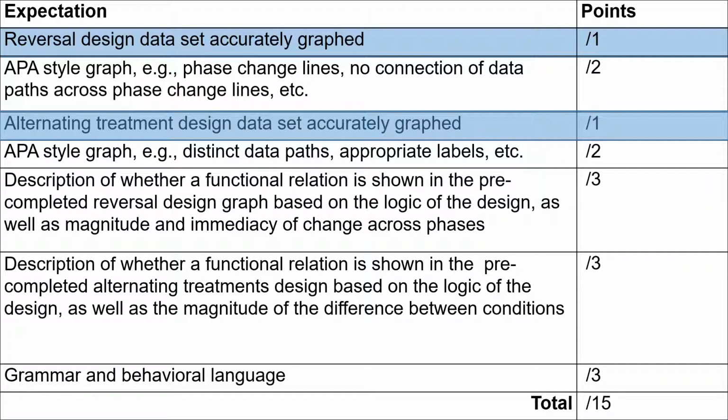For this homework assignment, you'll first create APA-style graphs of two different sets of data. For one set of data, you'll create a graph of a reversal design. For the other, a graph of an alternating treatments design. Look for the tabs in the Excel file labeled Reversal Design and Alternating Treatments Design.